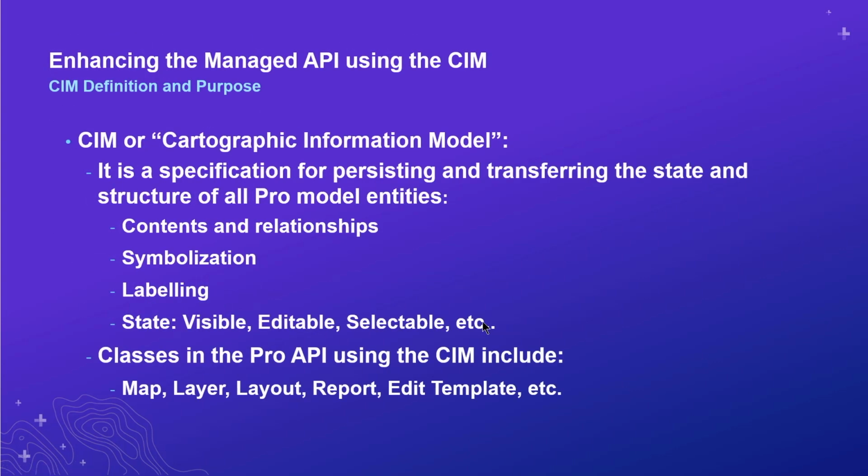The CIM stands for the Cartographic Information Model. It is a specification for persisting and transferring the state and structure of all Pro model entities. When we refer to model entities, we are talking about the map, the layer, the layout, reports, etc. Persisting and transferring refers to the contents and relationships: what maps are in which project, what layers are in which map, how they symbolize, how they label, and their state. Their state refers to things such as what is visible in the map and in the TOC, and whether it is editable, selectable, etc.